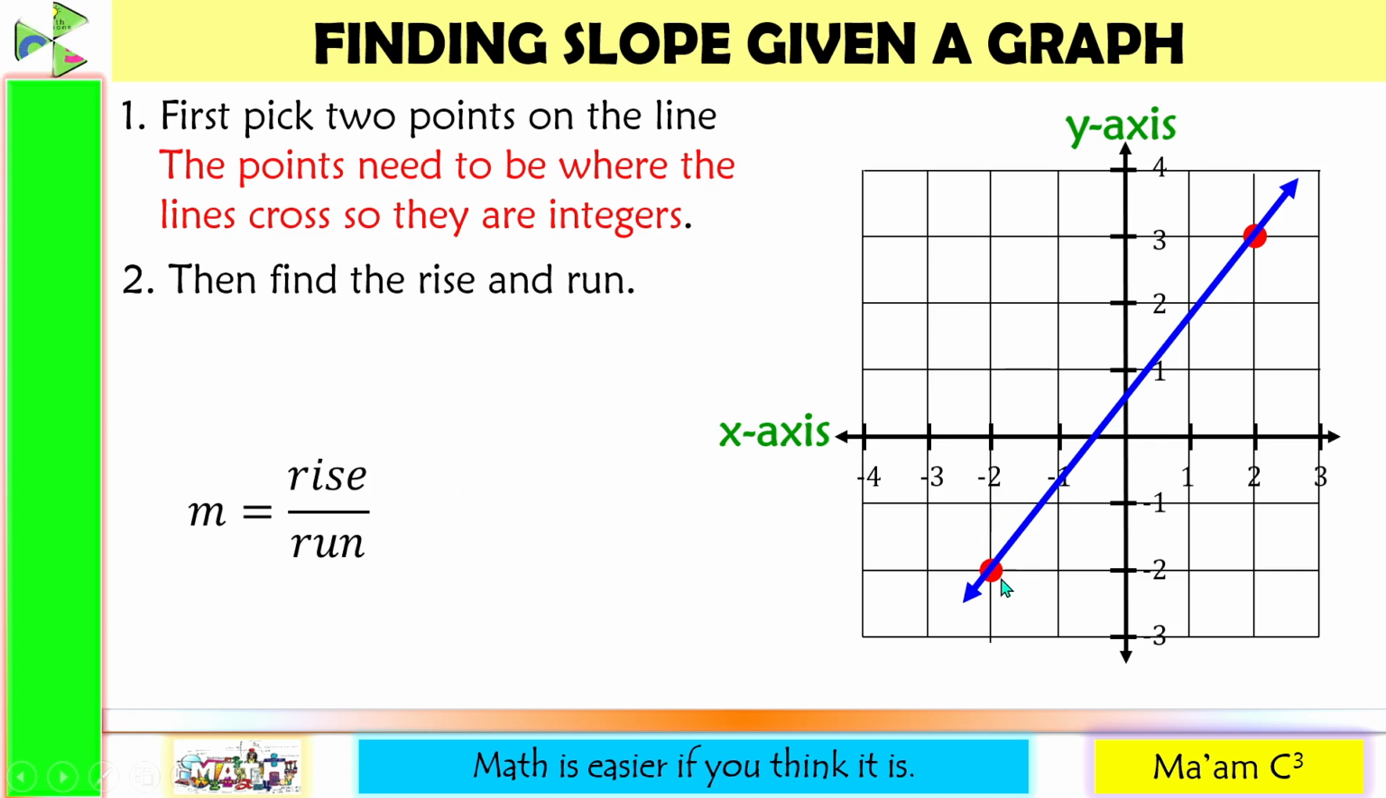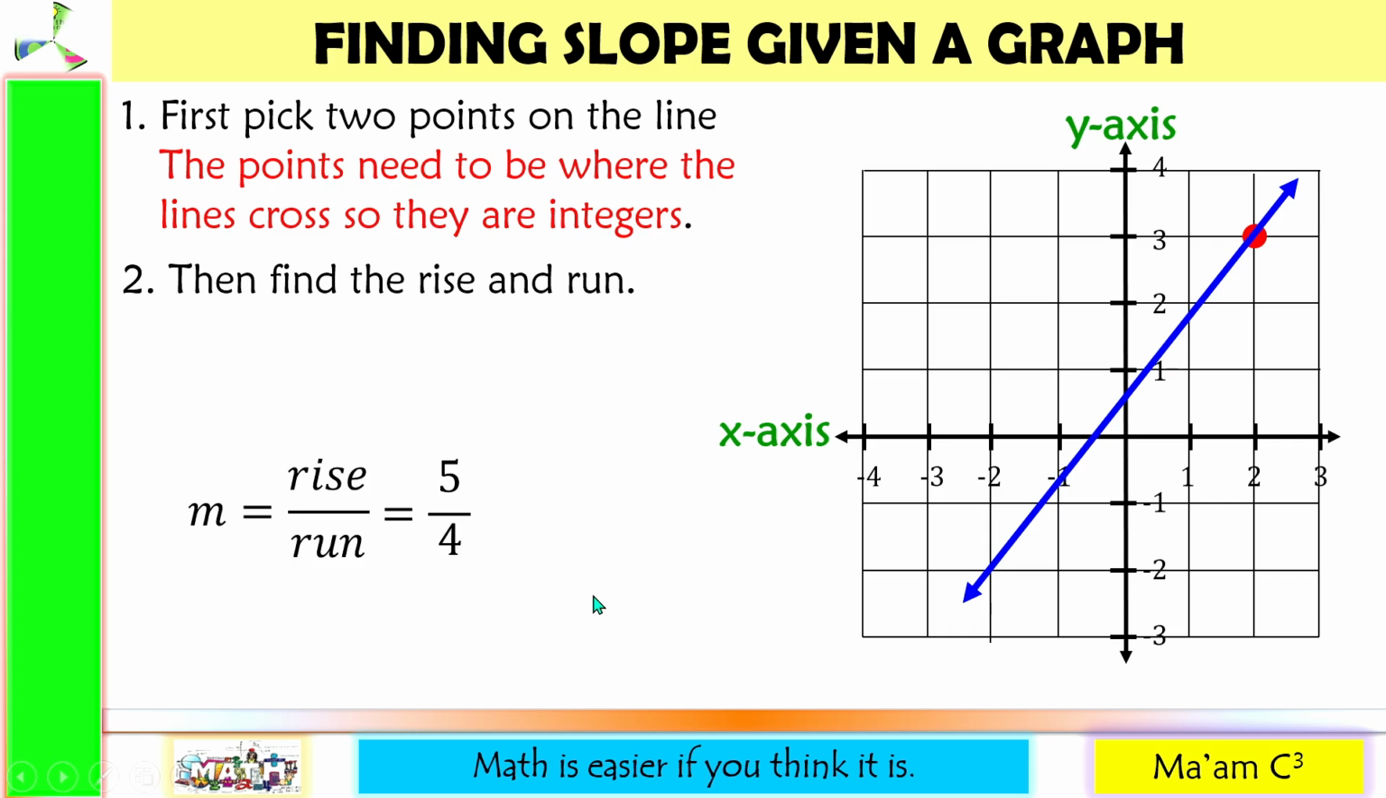Let us say I will start in this position and then I will go up. That would be my rise. Let us count. 1, 2, 3, 4, 5. So my rise is 5 units. Now for the run, from here, going here, let us count. 1, 2, 3, 4. So my run is 4 units. So the slope is 5 over 4.